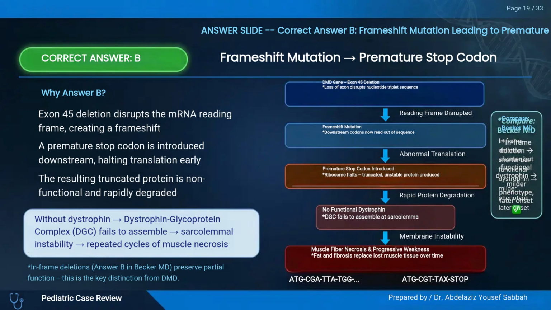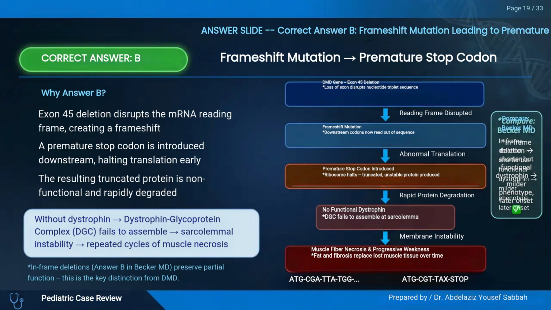Exon 45 deletion disrupts the messenger RNA reading frame, creating a frameshift. A premature stop codon is introduced downstream, halting translation early. The resulting truncated protein is non-functional and rapidly degraded. Without dystrophin, the dystrophin glycoprotein complex fails to assemble at the sarcolemma, leading to sarcolemmal instability and repeated cycles of muscle necrosis. Fat and fibrous tissue replace lost muscle tissue over time.